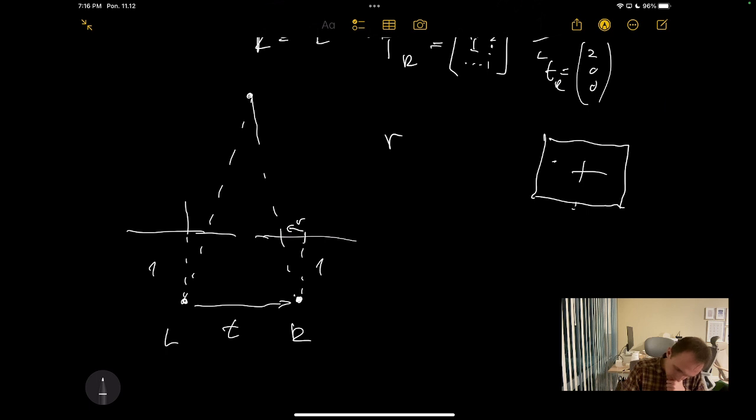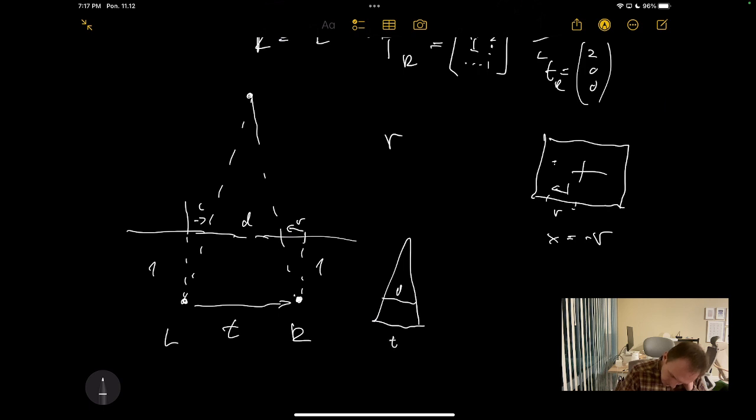It will be R to the left. So that will be R to the left. So X will be sort of minus R in the right camera coordinate, and vice versa. So here L to the left, and let's call this thing D over here, right? And then if we draw it again like this, here we see that this is T and this is D.